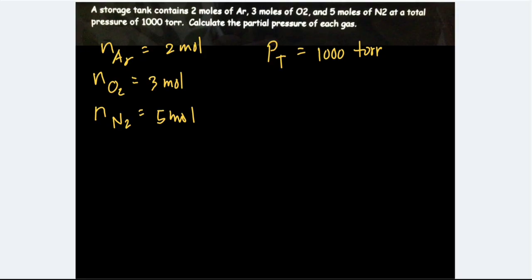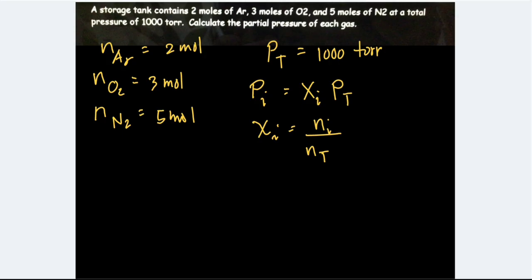To get the partial pressure using Dalton's law, partial pressure, that is the mole fraction times the total pressure. I'll just put P sub T for total pressure. And then for the mole fraction, that is the number of moles of each of the components divided by the total number of moles.